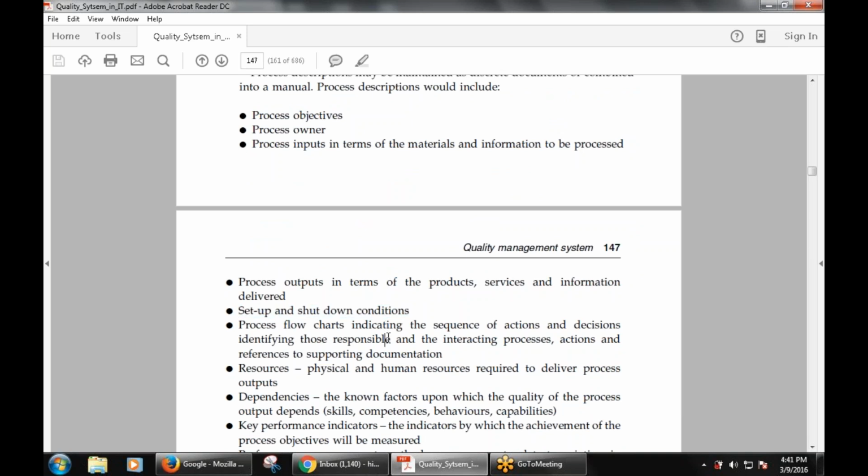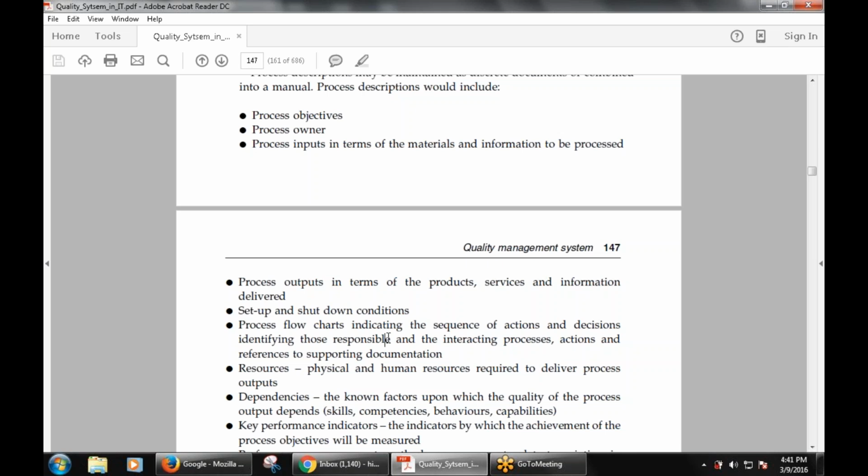Set up and shut down conditions, that is, what are the various conditions for the setting up and the shutdown. Then process flowchart, that is, how the flowchart will be maintained to show the decisions in the flowcharts. Then resources, that includes the physical and the human resources. Then dependencies, then key performance indicators.